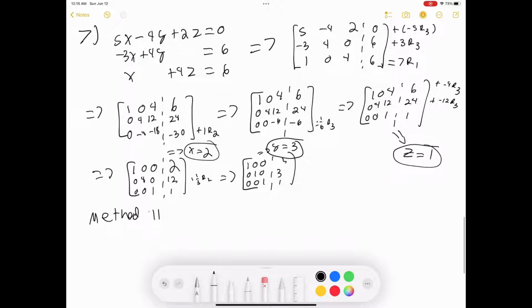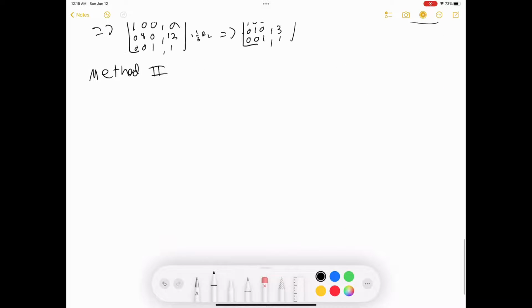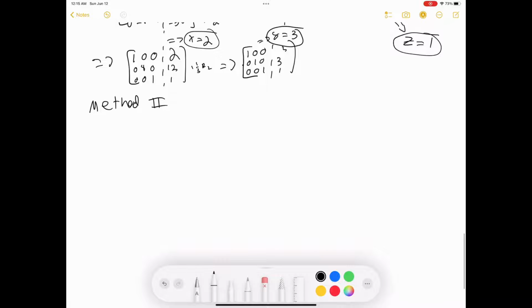Okay, so on to method 2. In this method, we're going to be taking the determinant of the matrix we were using up there, and then we're going to be finding 3 separate determinants by putting that augmented aspect inside. So let's just start with A equal to our matrix at the top.